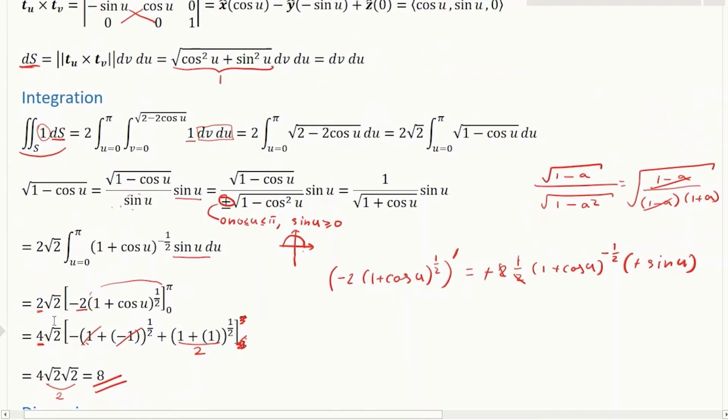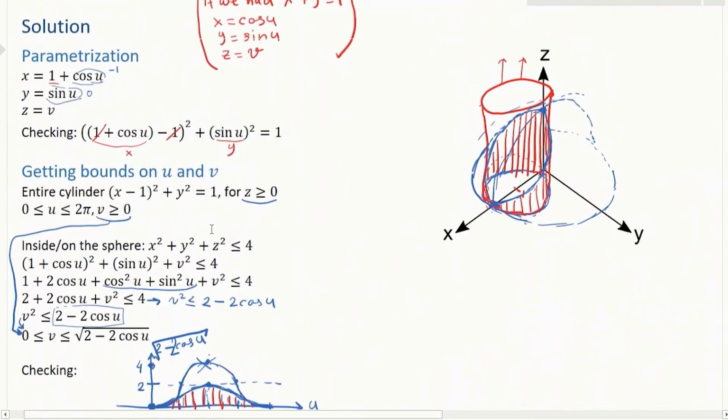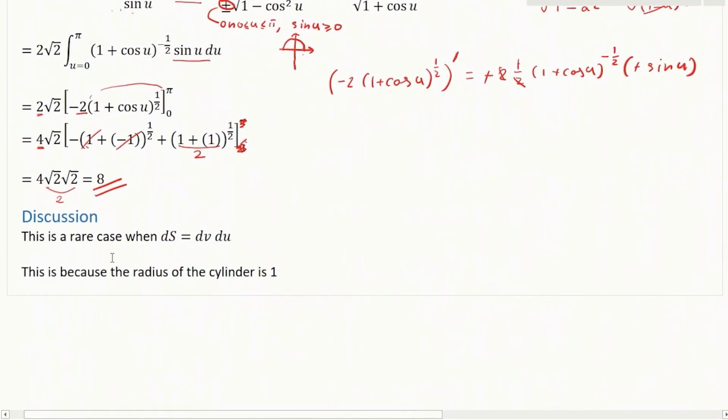So that's it for this question. I wanted to discuss a couple of things. First thing is that this case is a rare case where the differential surface element has area dv du, so there is no scaling factor.